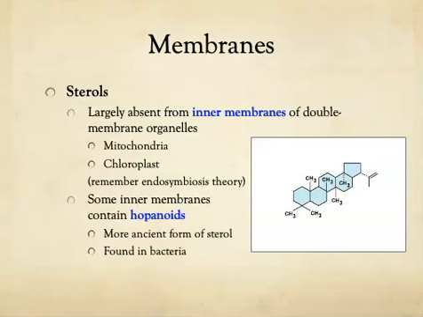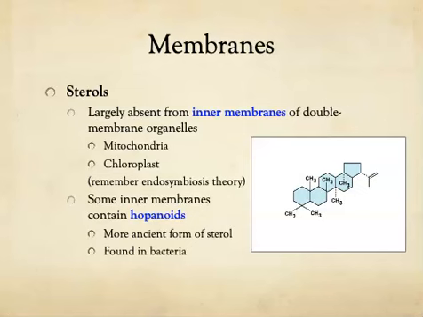Now, a couple of other details to know about sterols. When you look at the organelles in eukaryotic cells that have a double membrane, and remember we said that is the mitochondria and the chloroplasts, the inner membrane of those organelles is largely free of sterol. Now that makes sense in light of endosymbiotic theory, right?